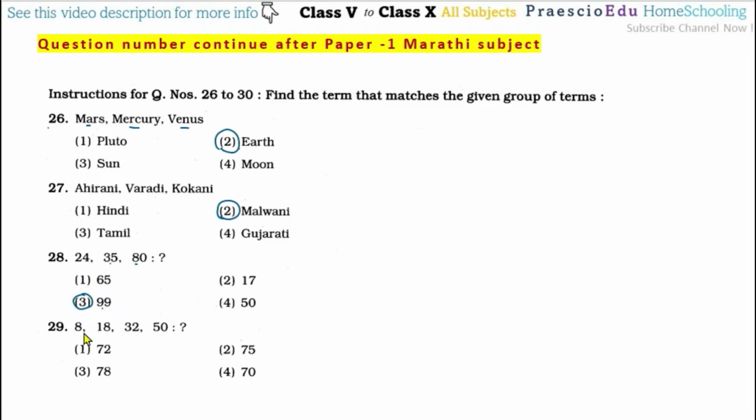Question number 29: 8. 8 means 4 multiplied by 2, the double of 4, and 4 is a square number. Like this, 9 is a square number, and 9 multiplied by 2 is 18. 16 is a square number, and 16 multiplied by 2 is 32. 25 is a square number, so 25 multiplied by 2 is 50. Same, 36 multiplied by 2, and 36 is a square number, gives 72. That's why option number 1, which means 72, is the correct one.